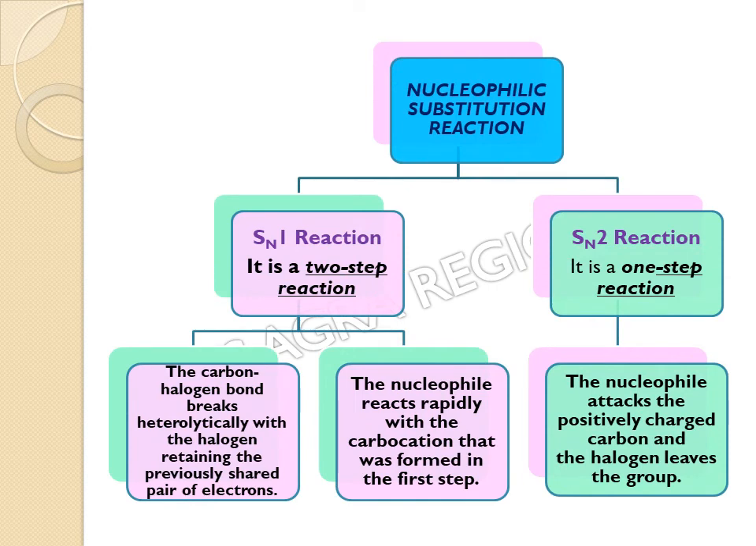Nucleophilic substitution reactions are of two types, SN1 reaction and SN2 reaction. SN1 reaction is a two-step reaction where the carbon-halogen bond breaks heterolytically, with the halogen retaining the previously shared pair of electrons. The nucleophile reacts rapidly with the carbocation that was formed in the first step. Hence, it's a two-step reaction. Whereas in SN2 reaction, the nucleophile attacks the positively charged carbon and the halogen leaves. This occurs simultaneously.